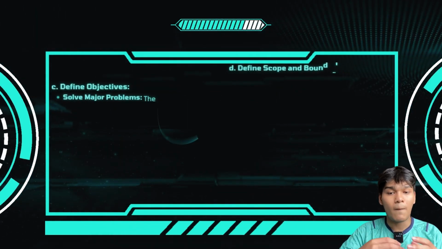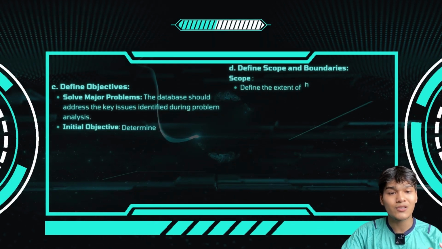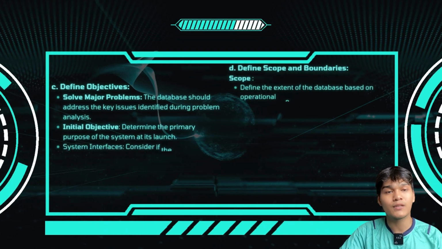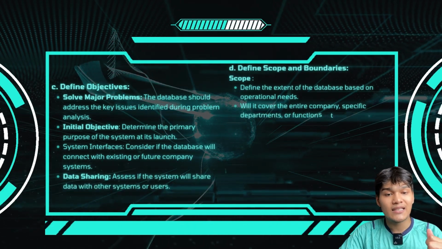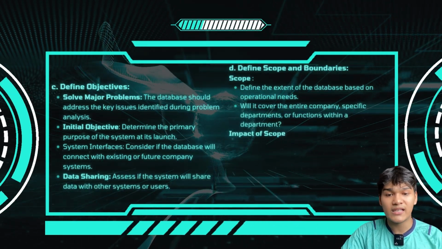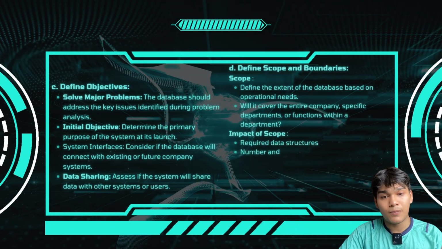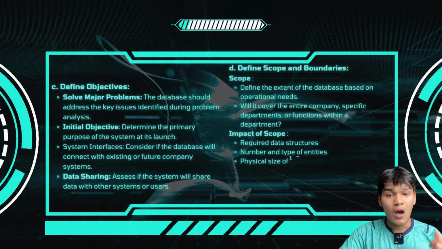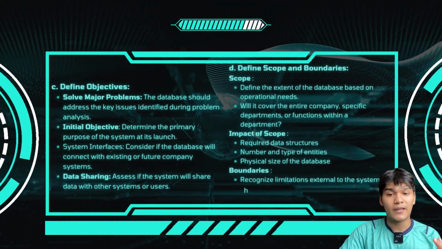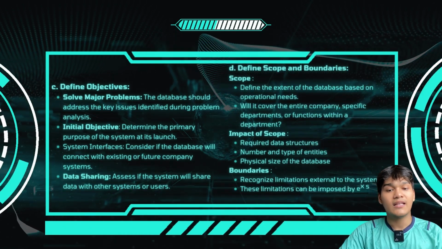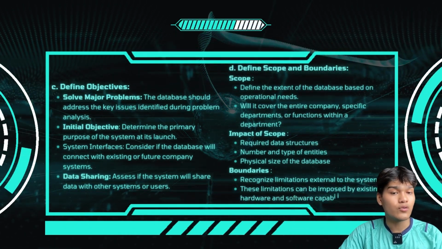Define objective. A proposed database must be designed to help at least the major problems identified during the problem discovery process. In any case, the database designer must begin to address the following question: what is the proposed system's initial objective? Will the system interface with other existing or future systems in the company? Will the system share the data with other systems or users?